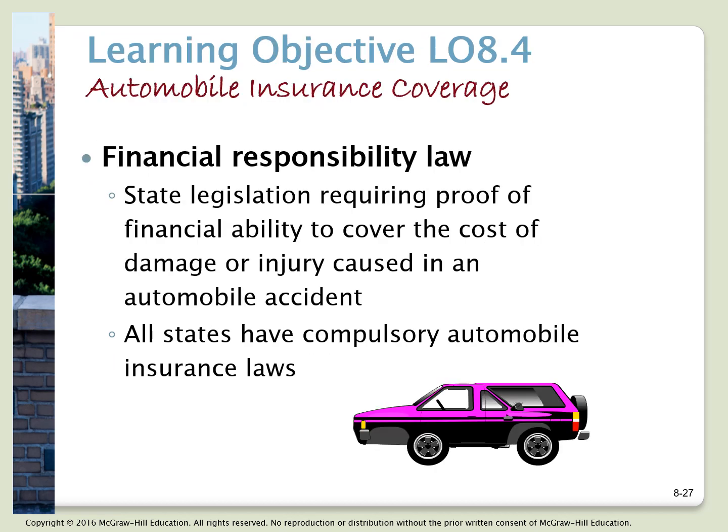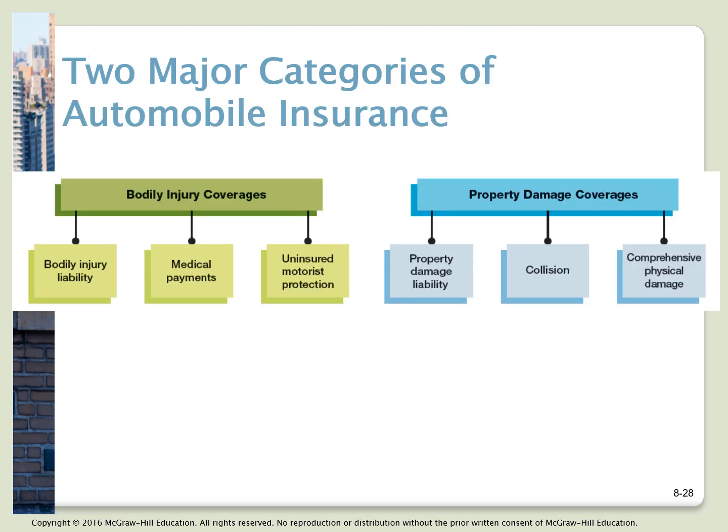So, automobile insurance coverage. The financial responsibility law is state legislation that requires proof of financial ability to cover the cost of damage or injury caused in any automobile accident. All states have compulsory automobile insurance laws. Does that mean that everyone has insurance? No, obviously not. At any rate, there are two major categories of auto insurance: bodily injury coverage.